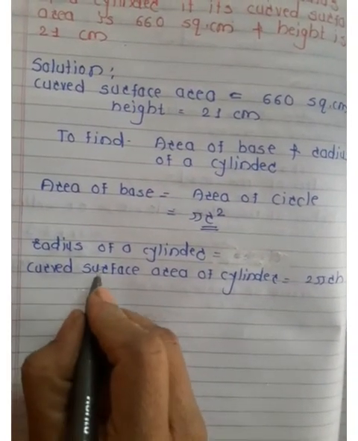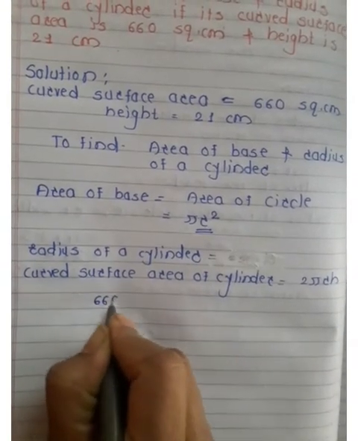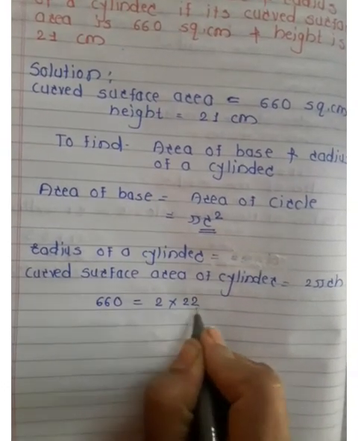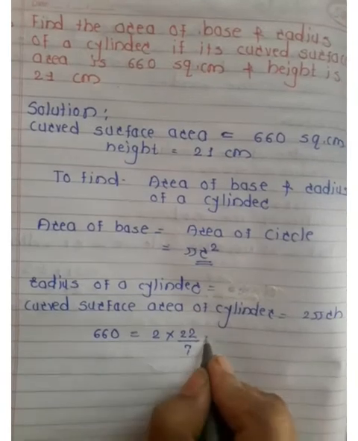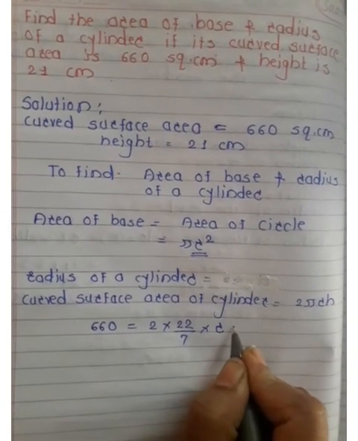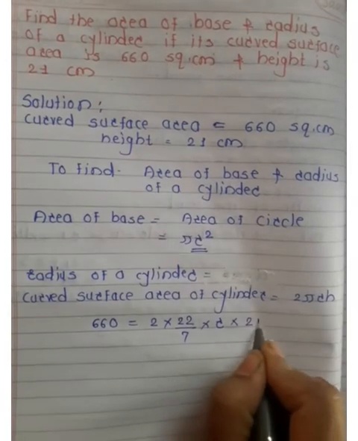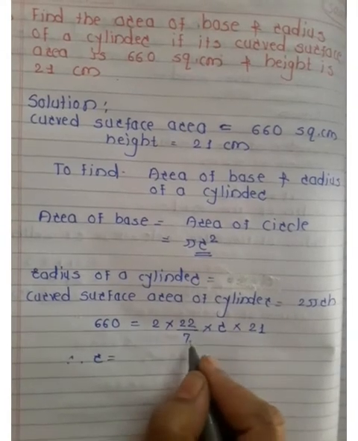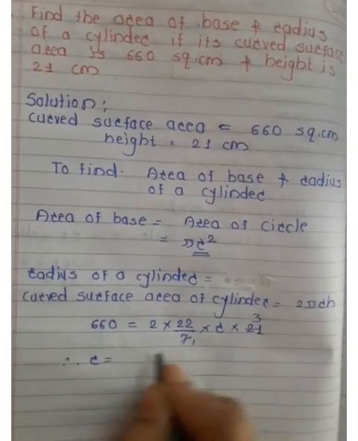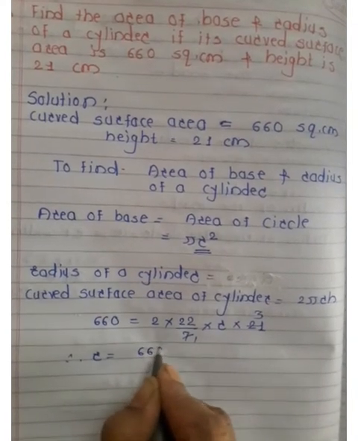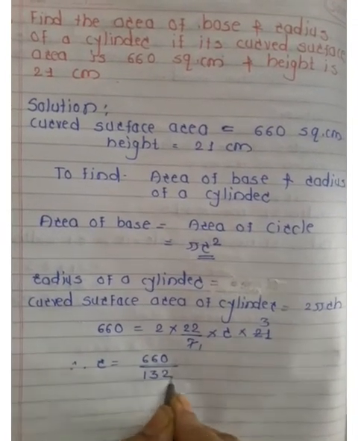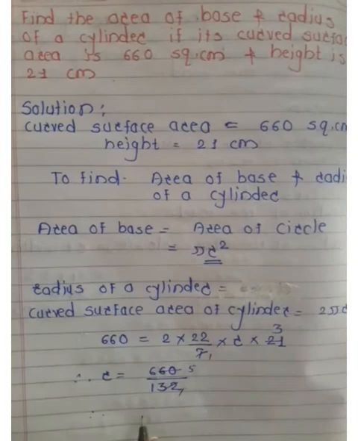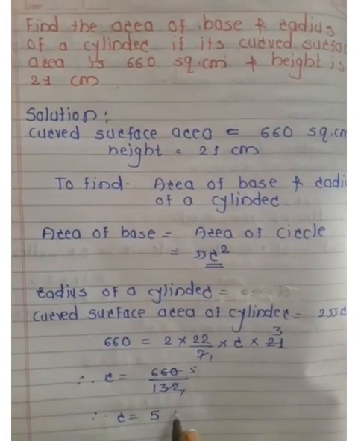Curved surface area is given, that is 660 square centimeter, which is equal to 2 into pi, the value of pi is 22 upon 7, into r, which we have to find out, into h, height is given, that is 21 centimeter. Therefore, when we simplify this, r is equal to 660 divided by 132. Therefore 5 times 132 is 660, so r is equal to 5 centimeter.